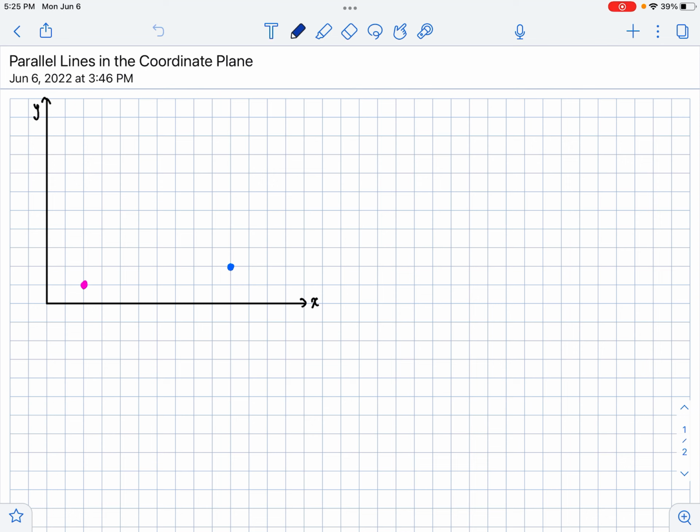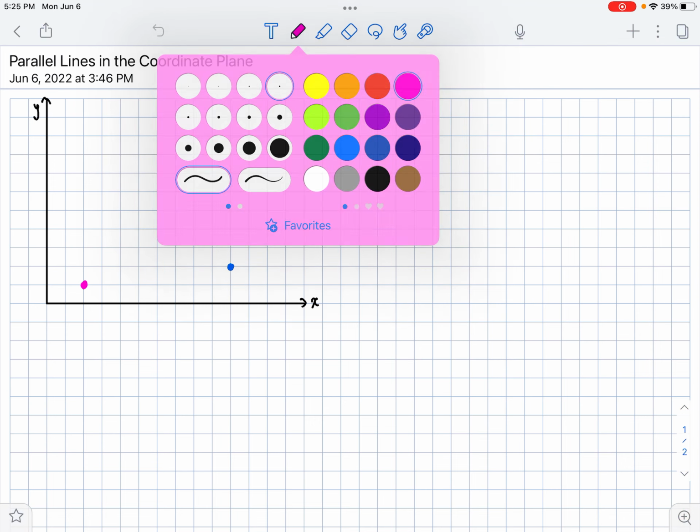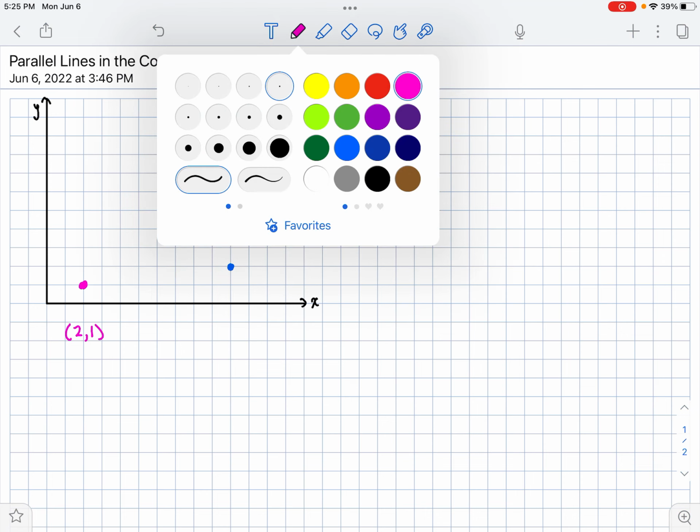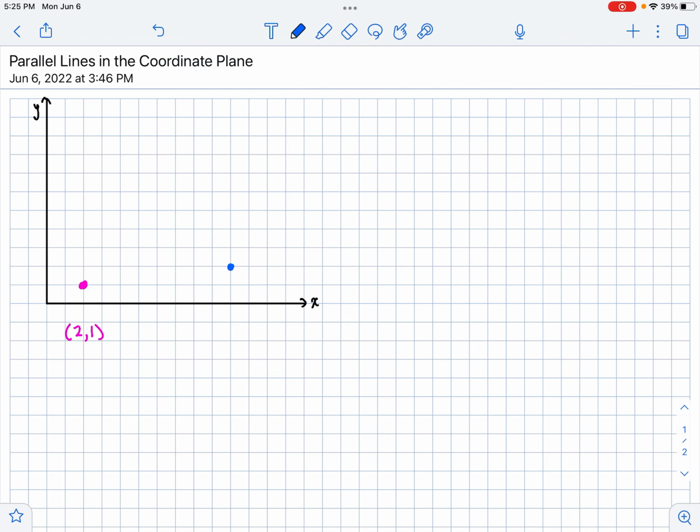So let's suppose we have a couple of points. Here's this point over here, and this is the coordinate (2, 1). And then we have this other point over here, and I guess this is, let me see, 1, 2, 3, 4, 5, 6, 7, 8, 9, 10, 2. So we have this coordinate over here, (10, 2).